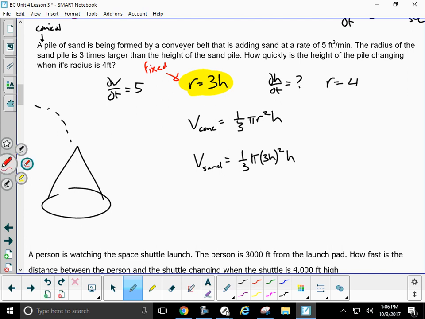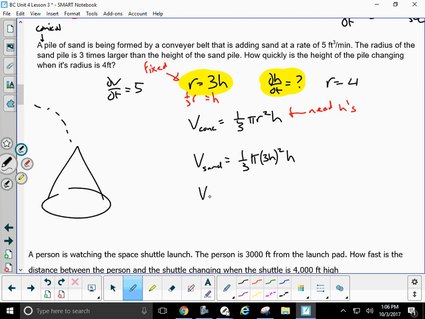Now, this is good. We could also have written this fixed relationship as h equals 1/3 r, and we could also have plugged in 1/3 r for h. But let's recall what we're trying to find. We're trying to find dh/dt. So I need to have h's in that formula, so when I take the derivative, it'll give me dh/dt.